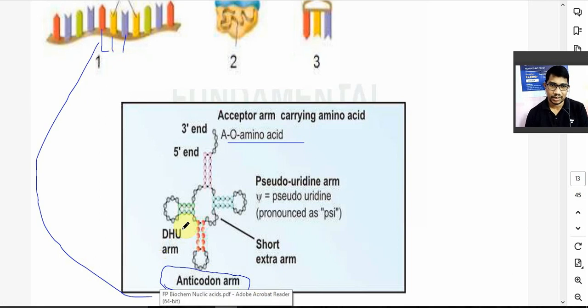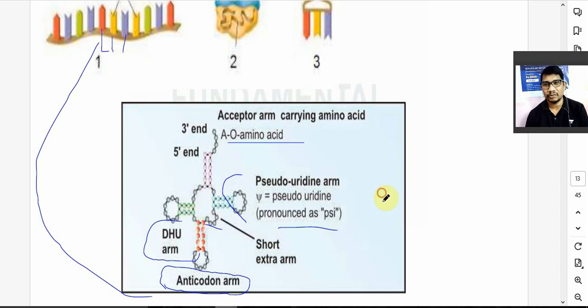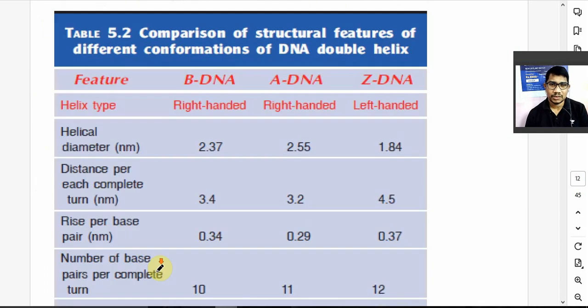Then another arm is the THU arm, and there is a short arm here, and another arm is the pseudouridine arm, the psi arm. You can see the detail in the structure below. So remember, tRNA will look like a clover leaf model. Clover leaf.